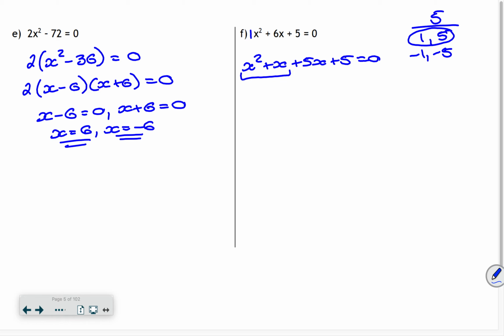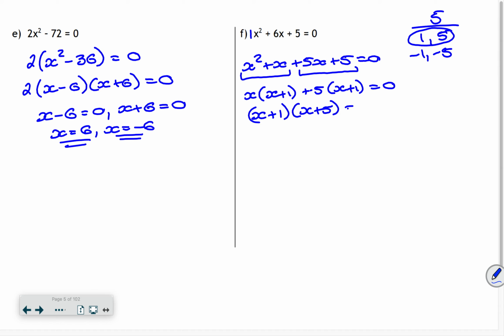We common factorise the first two terms and common factorise the second two terms. So that will be x bracket x plus 1 plus 5 bracket x plus 1 equals 0, which will give us x plus 1 in one bracket, x plus 5 in another bracket equals 0. Then just go ahead and solve. So we get x is equal to negative 1 and x is equal to negative 5.